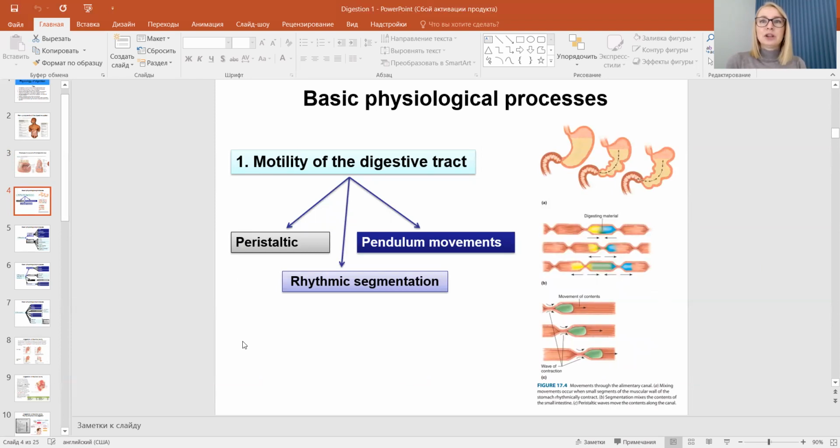So the digestive system performs 4 basic digestive processes. These 4 basic digestive processes are motility, secretion, digestion, and absorption. So we will start from motility.